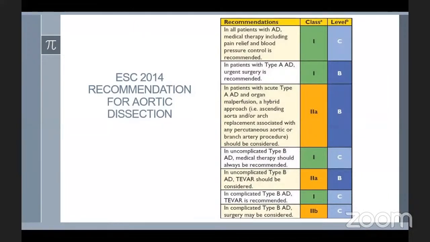In uncomplicated type B aortic dissection, medical therapy is always class 1 indication. In uncomplicated type B dissection, using an endovascular therapy is class 2A indication. Type B aortic dissection, complicated, endovascular therapy is class 1 indication. And the surgery is class 2B indication if you have complicated type B dissection. So type A, class 1 indication, surgery. Type B, complicated, endovascular. Uncomplicated, medical therapy is class 1, and endovascular, class 2A.